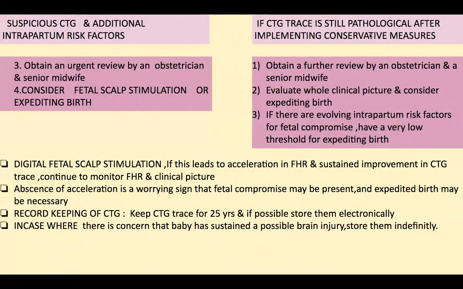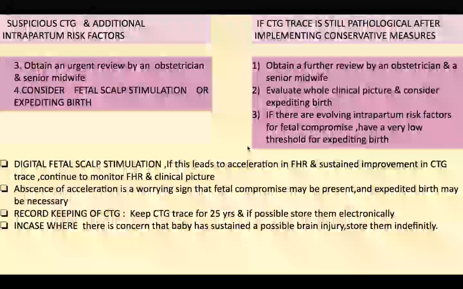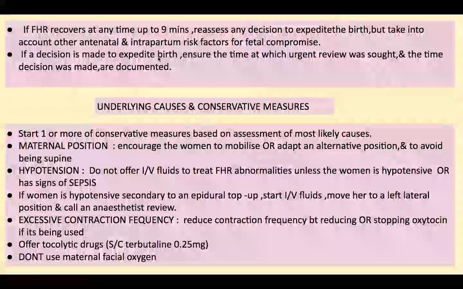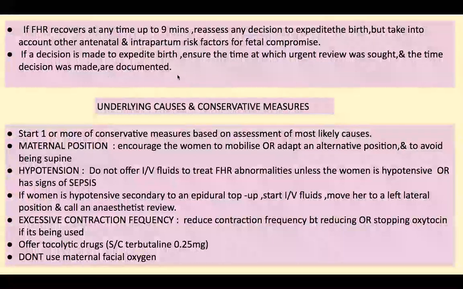In the pathological CTG, what we have discussed: obtain a further review, evaluate the whole clinical picture, consider expediting the birth. If there is an evolving intrapartum risk factor for fetal compromise, we have a very low threshold for expediting the birth, right? If the decision is made for expediting the birth, ensure that the time at which urgent review was sought and the time the decision was made are documented. What time do you have to document? The time when urgent review was sought and the time when the decision was made. These two timings you have to mention.